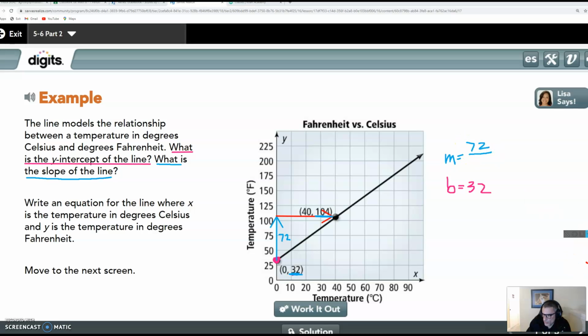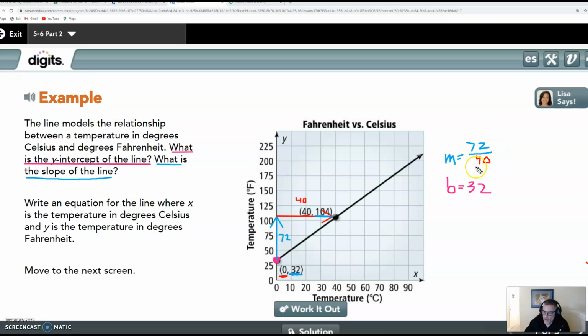And then the run is even going to be easier because we're starting at 0, right? I need that to be red. We're starting at 0 and we're ending at 40. So that means my red arrow is 40. So the slope of this line is 72 over 40. We need to simplify this, right? It's not going to accept this. It's going to say your answer is correct, but it's not simple.